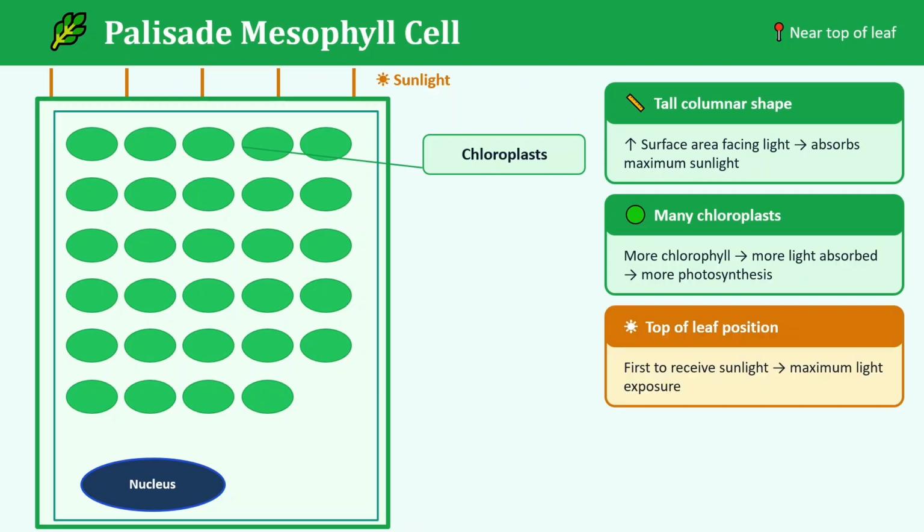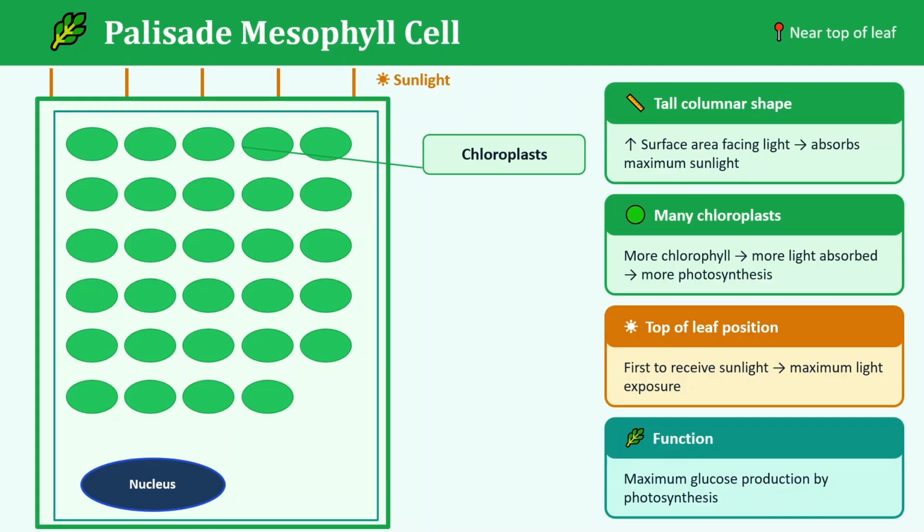These cells sit right at the very top of the leaf. These are the first cells that sunlight reaches when it hits the leaf surface. This gives them maximum exposure to sunlight. Tall shape to face the light. Many chloroplasts to absorb as much light as possible, positioned at the top of the leaf to receive the light first. Everything about the palisade cell is adapted for one purpose: maximum photosynthesis.